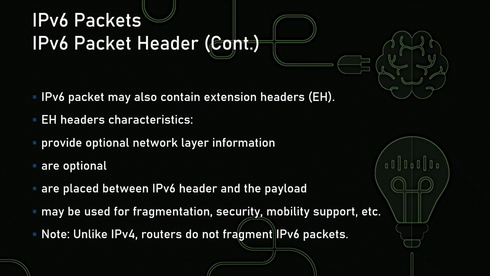IPv6 may also contain what are called EH, or extension headers. The characteristics of these are to provide additional network layer information. They are entirely optional. They're placed between the IPv6 header and the payload, and they may be used for fragmentation, although fragmentation really isn't a process that IPv6 currently has to do. It may also be used for security, mobility support, etc. So these extension headers are just options that are there in case it's ever needed.